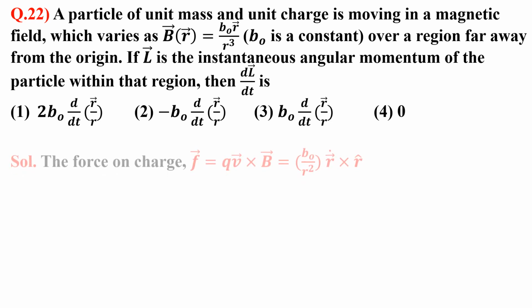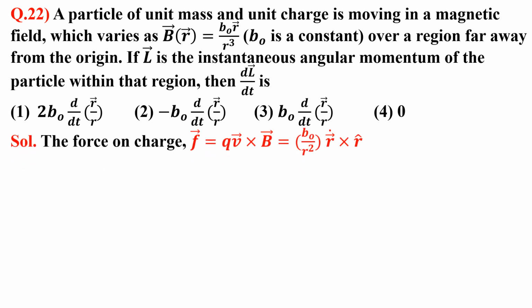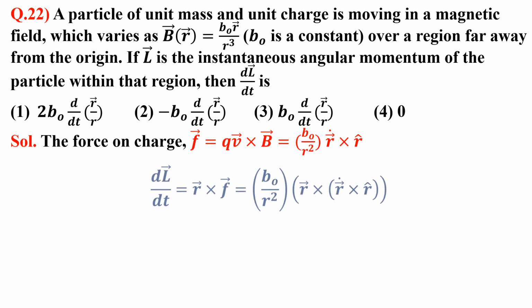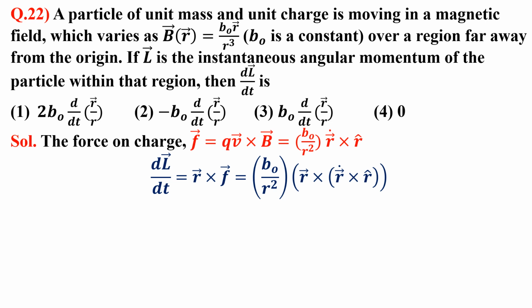0. Solution. The force on the charge, F vector equals q (velocity vector cross B vector), equals B naught upon r squared, r vector dot cross r cap. Derivative of L vector equals r vector cross F vector equals B naught upon r squared times r vector cross (r vector dot cross r cap).